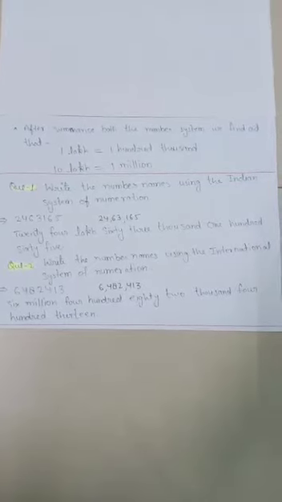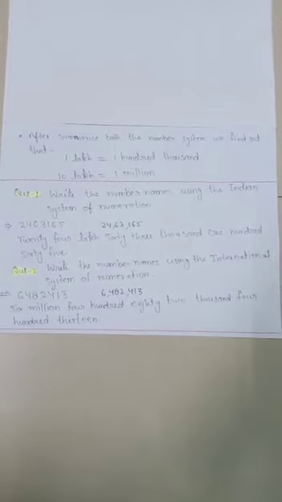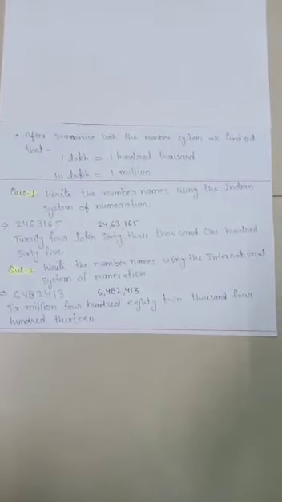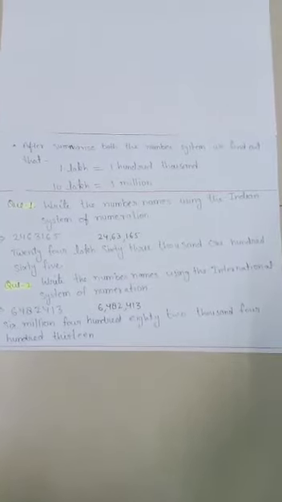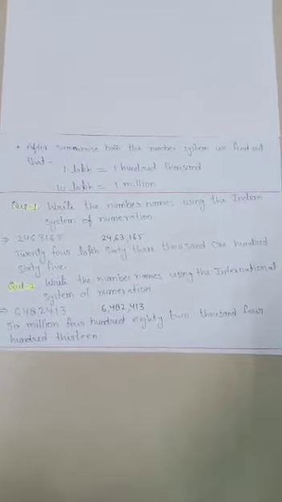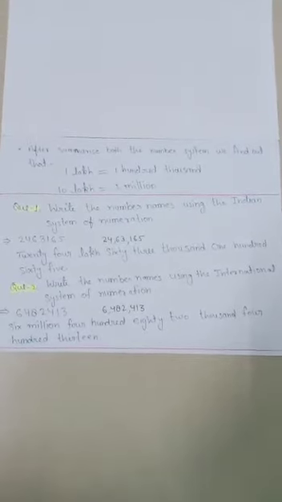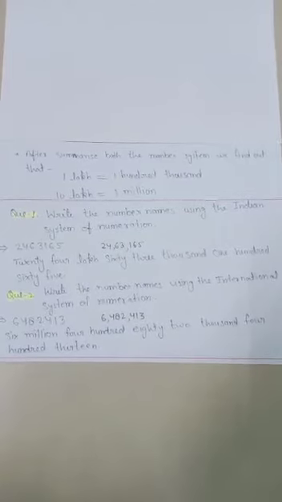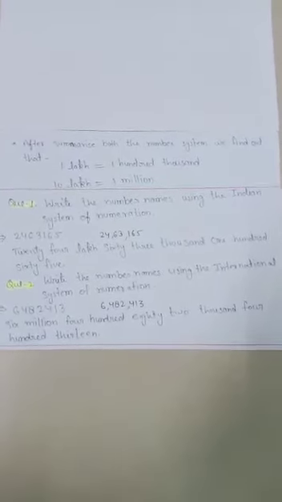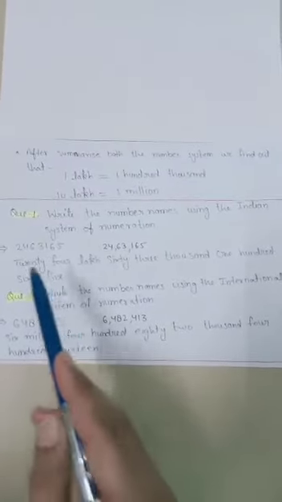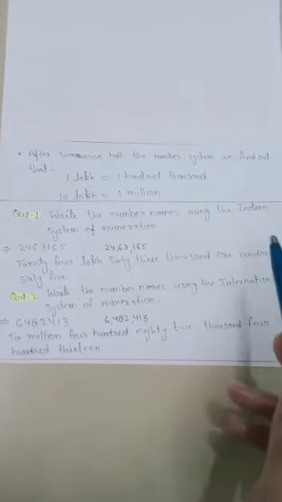Student, after summarizing both number systems, the Indian number system and the international system, we find some points. What are they? 1 lakh is equal to 100,000. That means the number of digits in 1 lakh and 100,000 is the same, and 10 lakh is the same as 1 million.